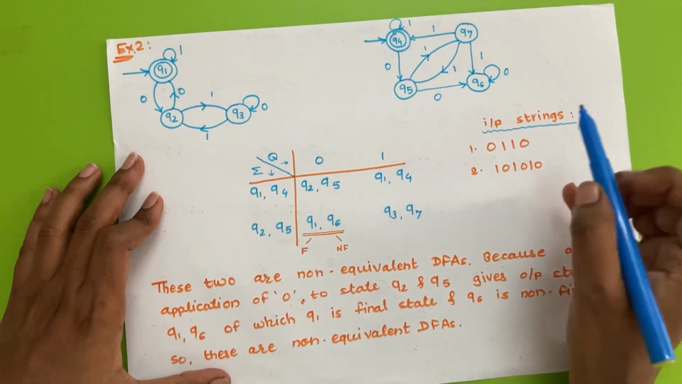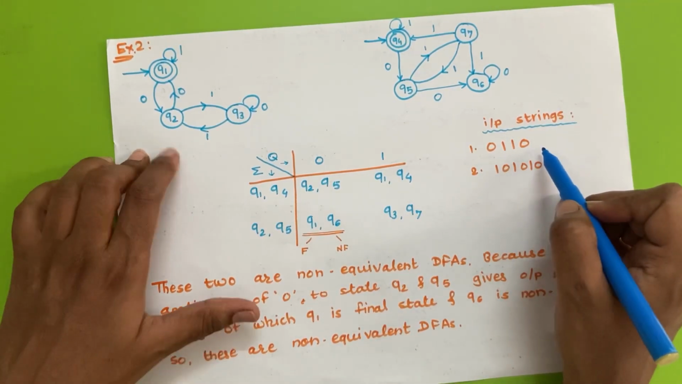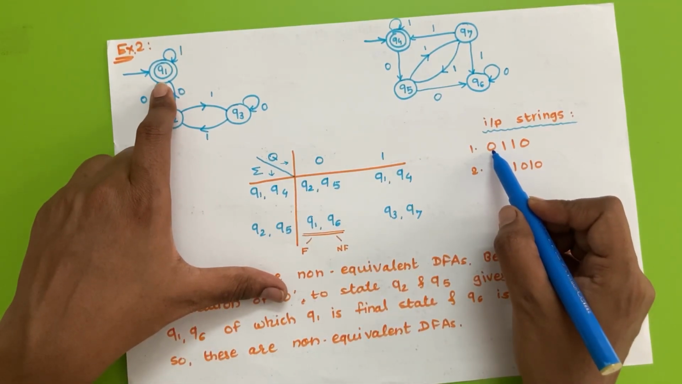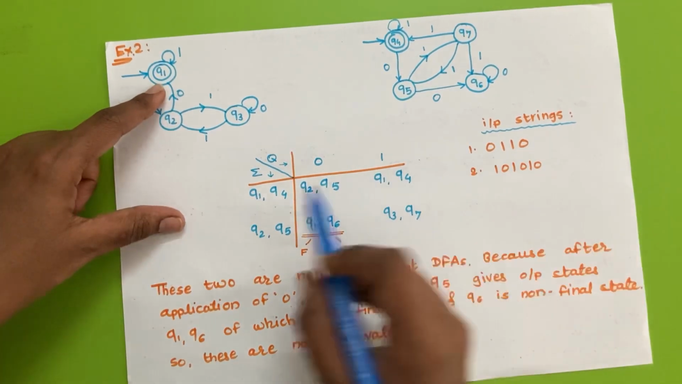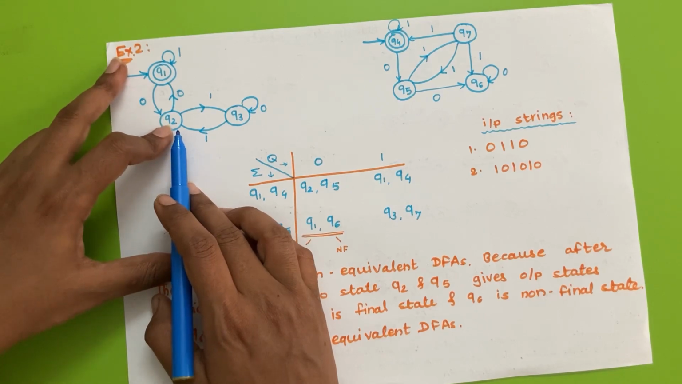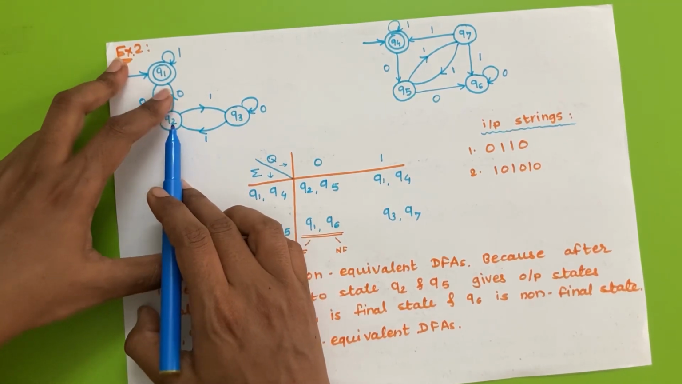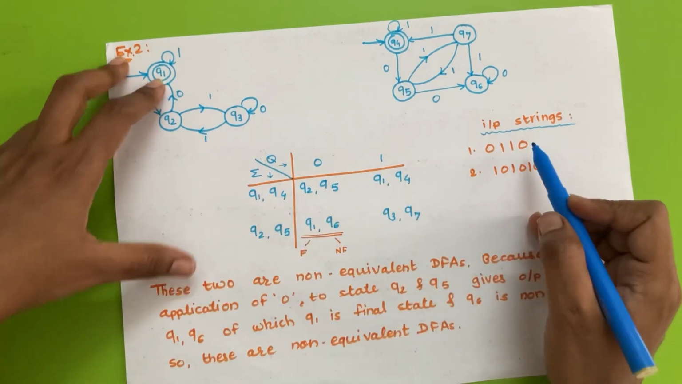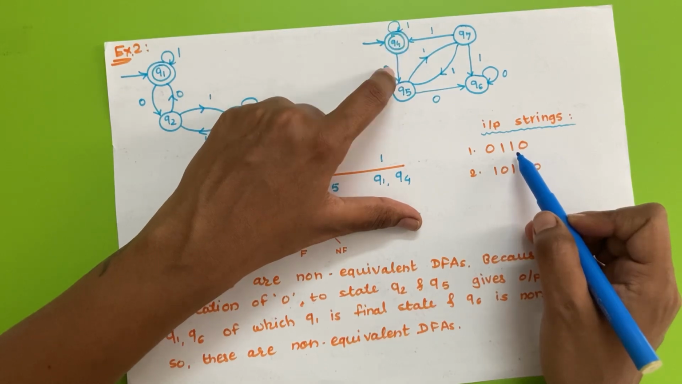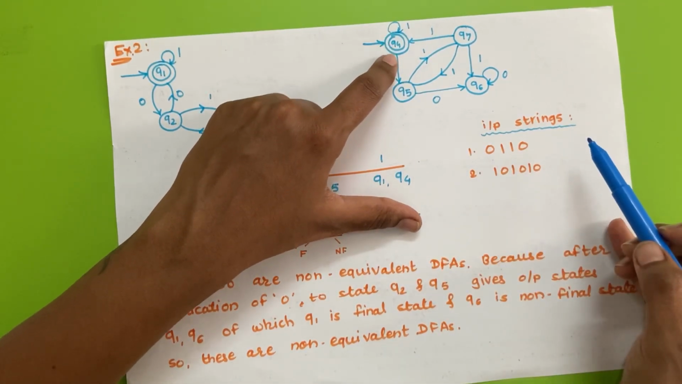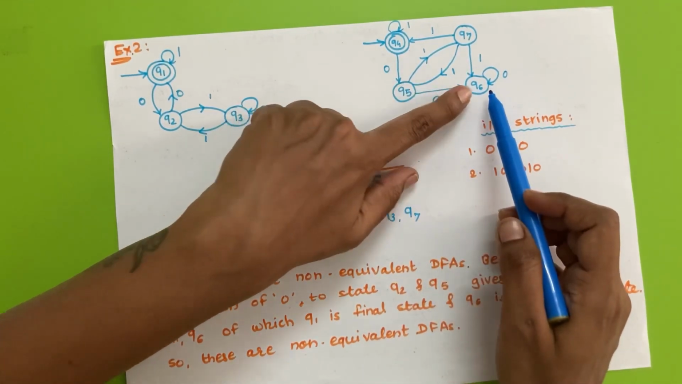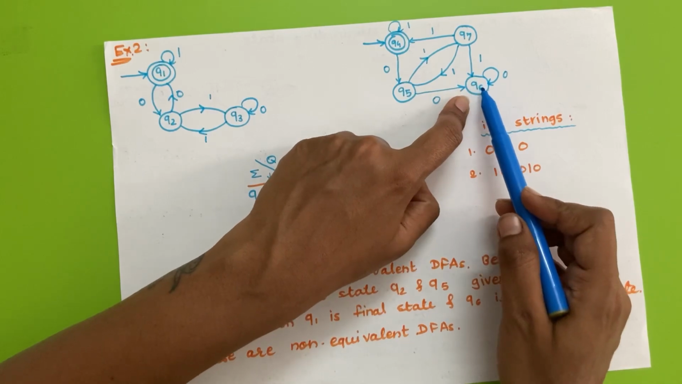Again, we'll give one string as input to these two finite automata. If we read the string 0, 1, 1, 0 in the first automata, what will happen here? 0, then 1, then 1, and again 0 will go to state Q1. We will give the string 0, 1, 1, 0 to this second finite automata. So 0, 1, 1, and 0 will reach state Q6, and Q6 is not a final state.